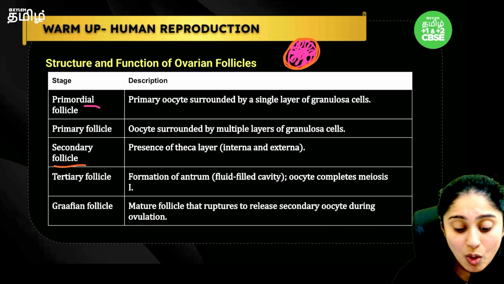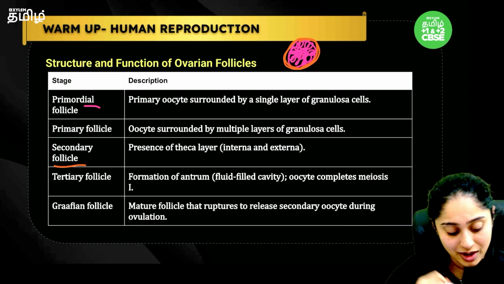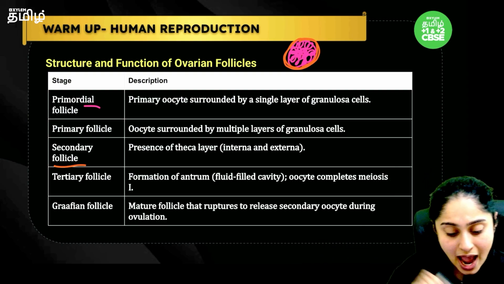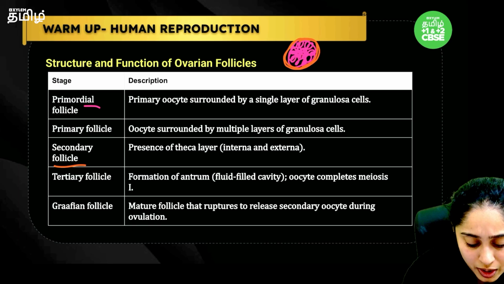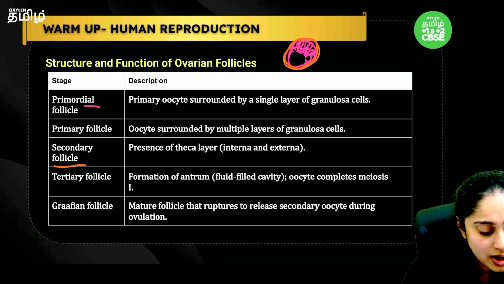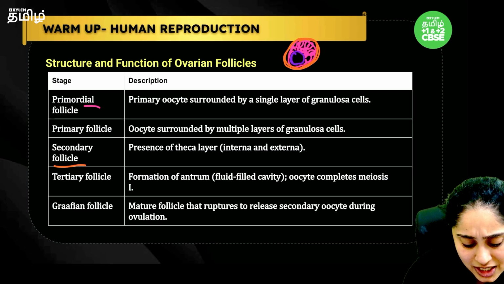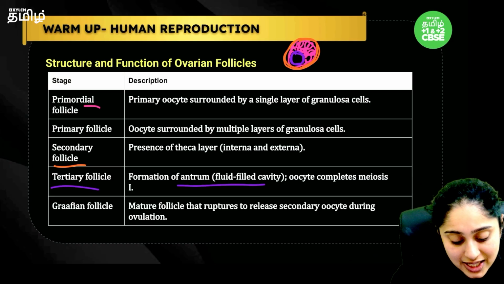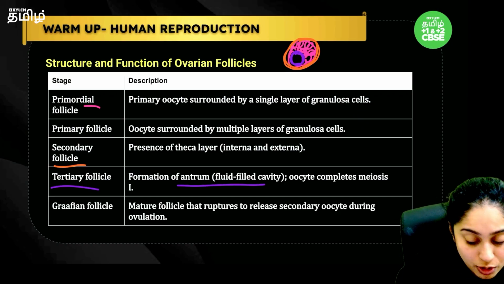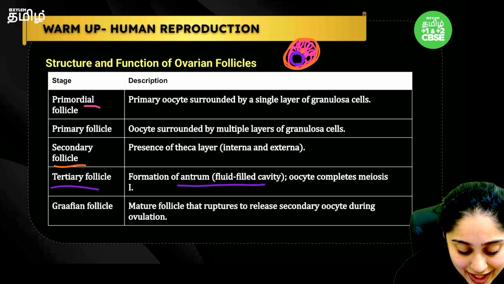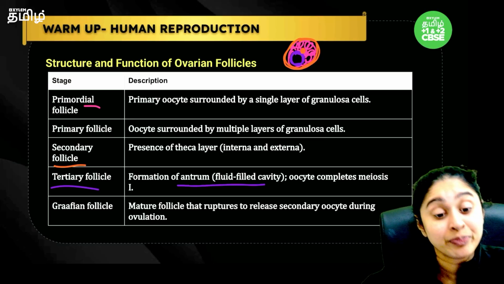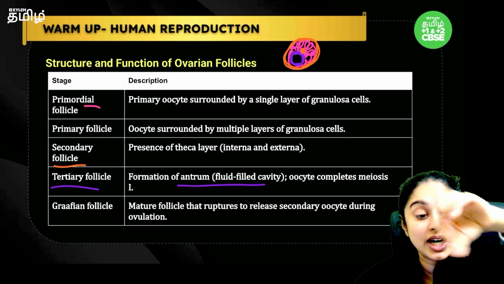Now from there, this theca will differentiate into a theca externa and theca interna, and a small fluid-filled cavity is formed, called the antrum. So this marks the tertiary follicle, and once you see the antrum, you know that the tertiary follicle now has a secondary oocyte and meiosis 1 is complete. Okay, now further granulosa cells will work.